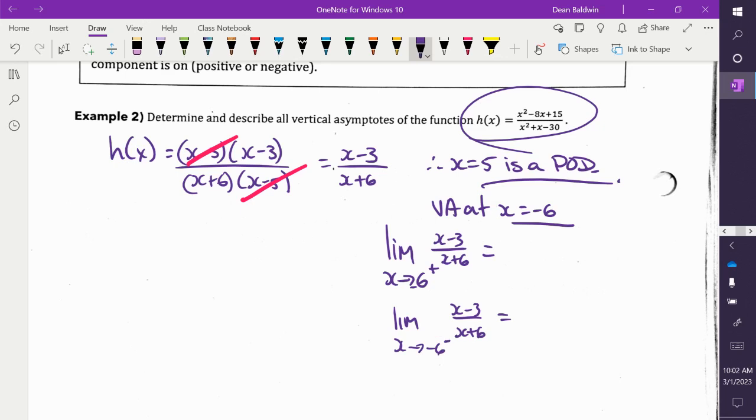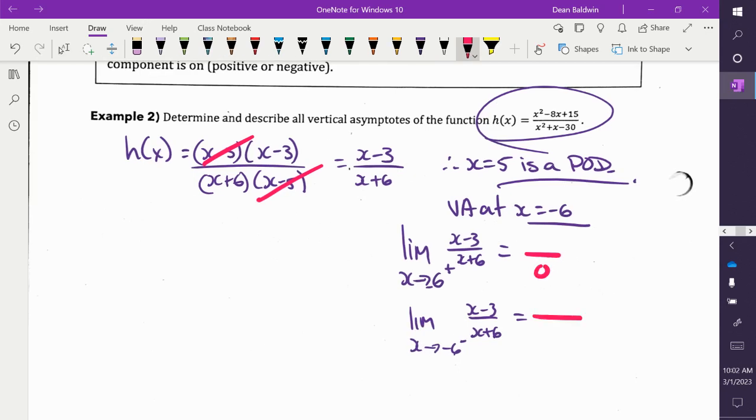There we go. Okay, so this is the notation that I was taught. We know the bottom's going to be 0. As you go to negative 6, it's going to 0, because if you put negative 6 in there, you get 0. What you have to do first is figure out, is the top going to be positive or negative? I don't care what the number is. Is it going to be positive or negative?